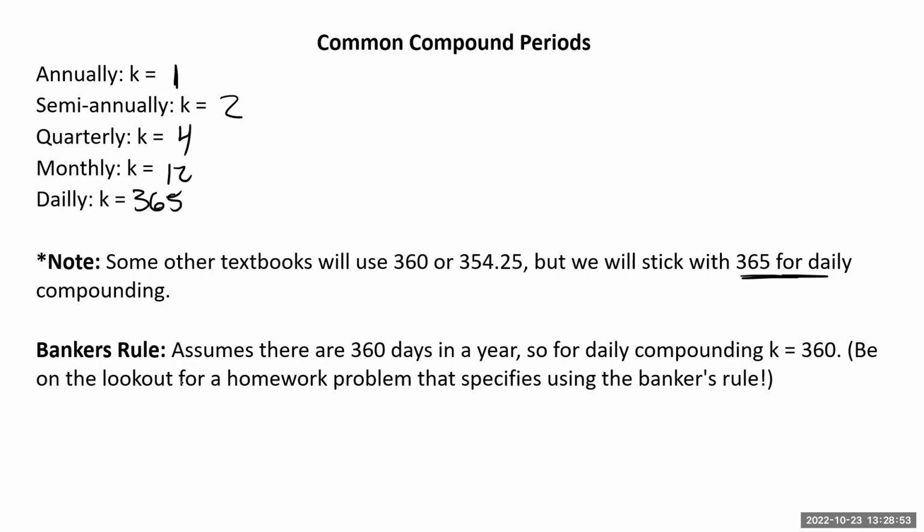Now you will see in one of your homework problems something called the banker's rule. The banker's rule says that we have 360 days in a year. So when you see that in your homework, it's going to say use banker's rule. That means the K value is 360.